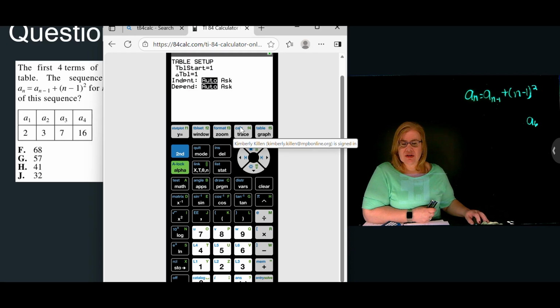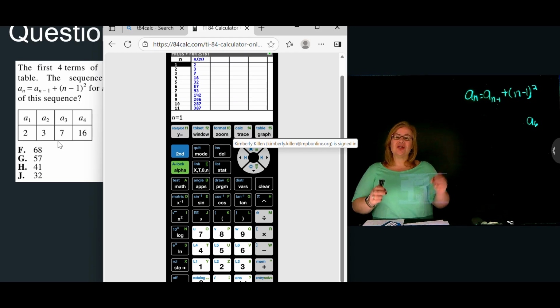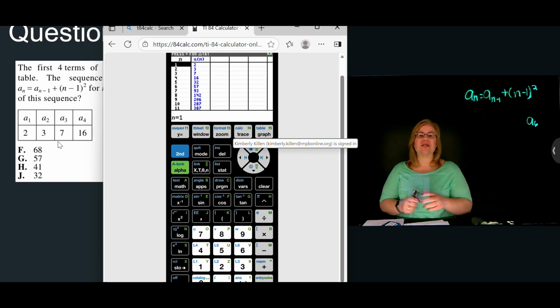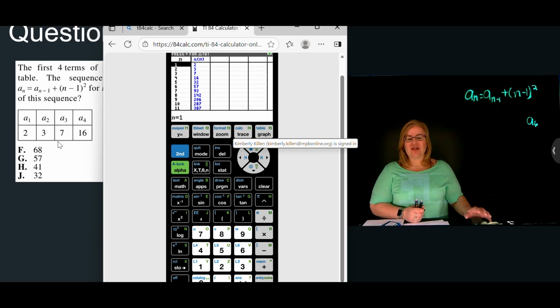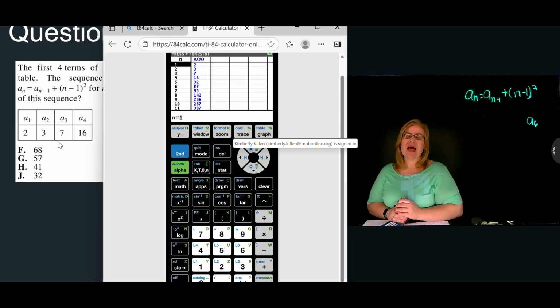So now I'm going to go to my table, which is second graph. And when I go down here to my sixth term, I have 57. So my sixth term in this sequence is going to be 57. So that's a very good skill to have. Now, you have learned in your algebra courses how to put in your arithmetic sequences. This is yet another way for me to put that geometric sequence in.